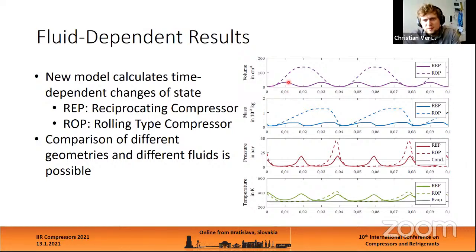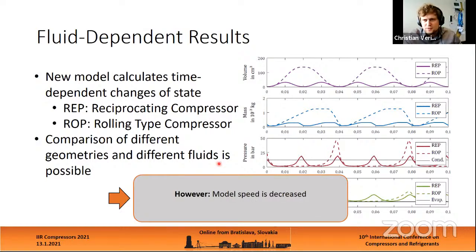And you see the dynamic behavior of the system: the compression volume changes with time, as does the mass flow. You see the pressure of our compression process depending on time, and the temperature here. We have the evaporating temperature and the condensing temperature, or pressure and temperature as well. And this leads us to dynamic calculation of our compressors.